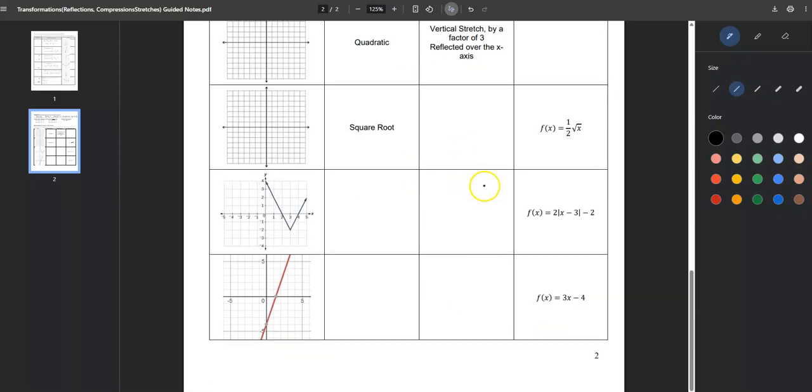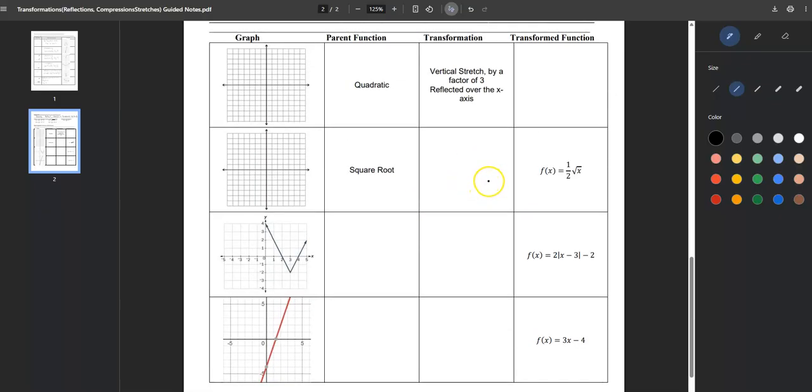All right, so just to practice here, we're just going to look at this. If I have a quadratic that's been stretched vertically by a factor of 3 and reflected over the x, what should the equation look like, guys? Well, f of x equals, again, the negative will be the reflection over the x, the 3 will be your stretch, and then I have to have this x squared so that it knows it's a quadratic. Okay, so this nice skinny one here is what we'd have here.